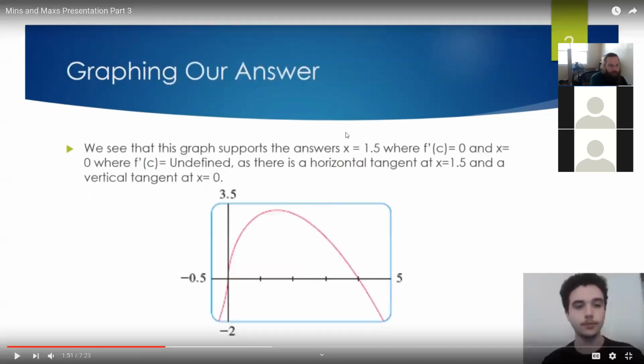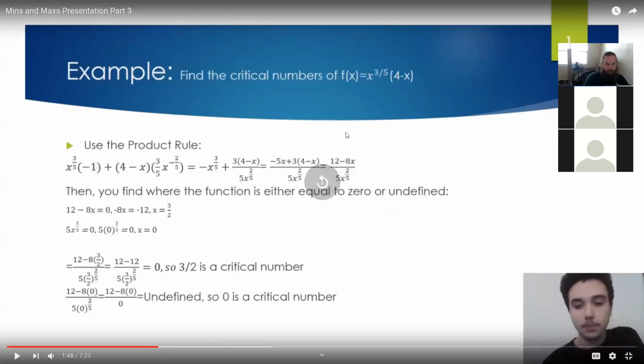I'm going to pause here for just a second and go back one little bit. So everything Kevin said again is correct. And what he's showing you is more or less verifying that these numbers are critical numbers, that 3/2 is a critical number and 0 is a critical number. But I want to emphasize how we find these. So using the product rule, we get this as its derivative, and then we simplify to this form over here, 12 minus 8x over 5x to the 2/5.